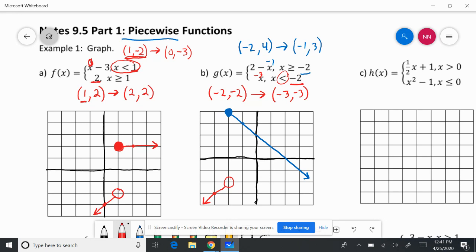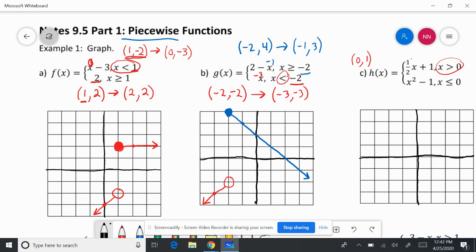Let's look at letter C. With letter C, our domain starts at 0. So my first point is at 0. I'm going to plug in a 0. Half of 0 is 0, plus 1 is 1. That is my starting point. Now I'm going to pick a point that's greater than 0. I'm not going to pick 1 because then I'd end up with a fraction, and I want to make it as easy as possible for myself.